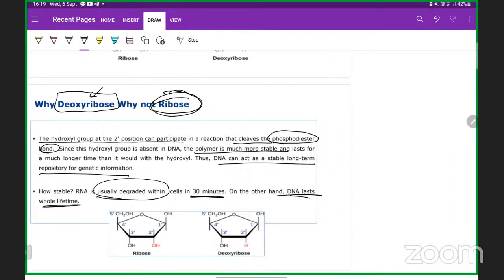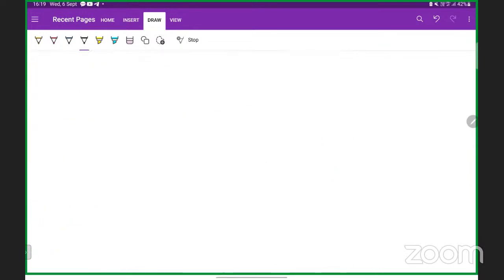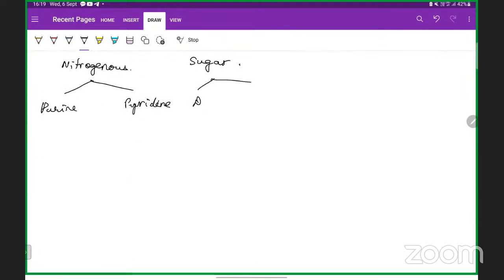Therefore, deoxyribose is used in DNA production. Is it clear, guys? Now, after understanding this, what I wanted to add is that you have two types of sugar. One is deoxyribose sugar and the other is just ribose sugar. This ribose sugar is used in RNA, whereas deoxyribose is present in DNA. So with this, we are completing the basic chemistry.